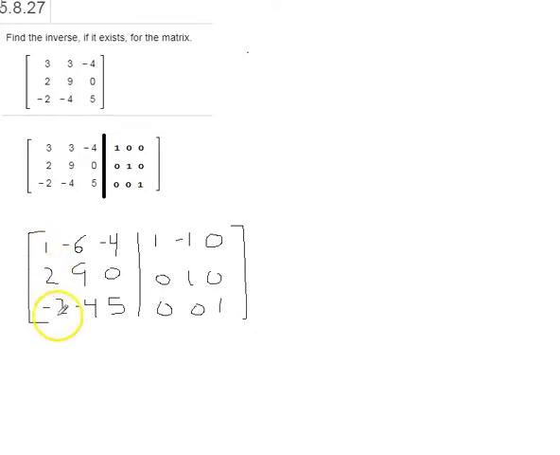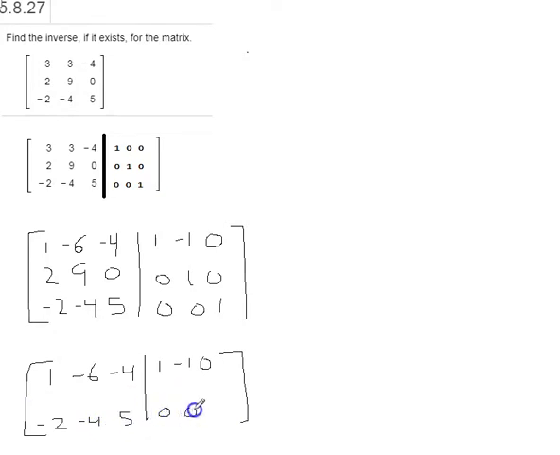To do that, I'm just going to go ahead and add row 3 to row 2. And so let me just copy down row 1 because it's not going to change. Row 3 is not going to change. But I'm adding row 3 to row 2 and changing row 2. So that's a 0. -4 and 9 is a 5. 5 and 0 is a 5. 0 and 0. 0 and 1. 1 and 0.